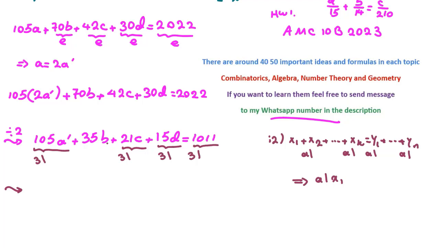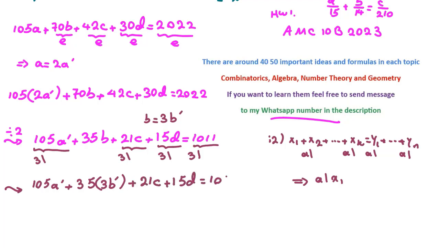So what can we conclude here? b is a multiple of 3, so we can write b equals 3b prime. So I can write 105a prime plus 35 times 3b prime plus 21c plus 15d equals 1011. Now we can divide both sides by 3, so it will be 35a prime plus 35b prime plus 7c plus 5d equals 337.